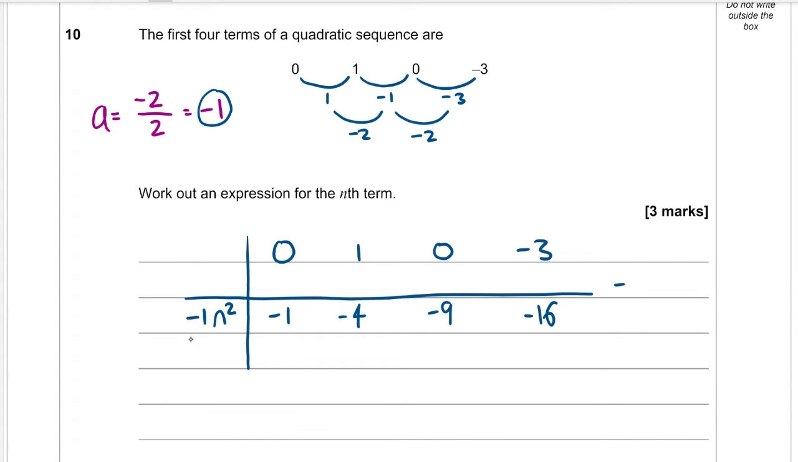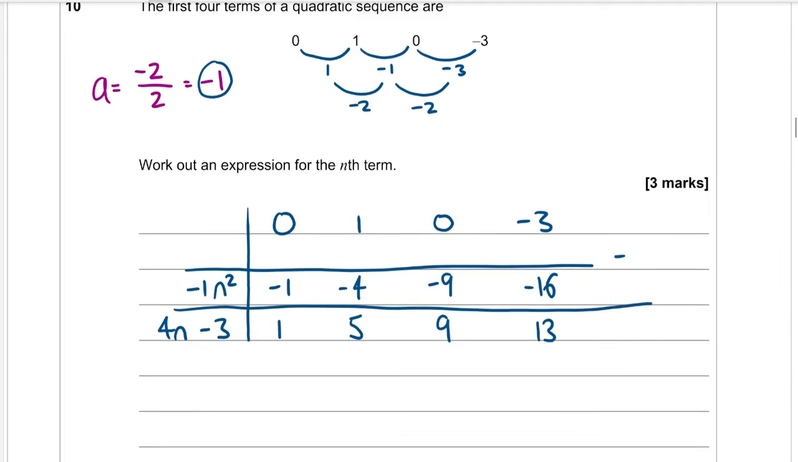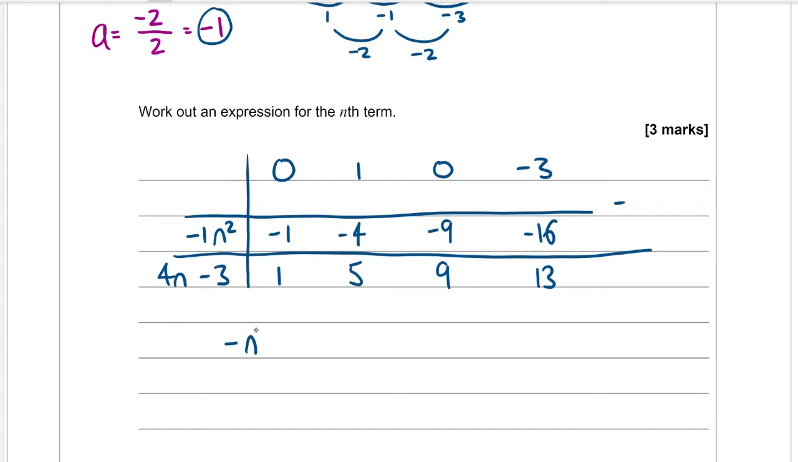And then I subtract that sequence from my sequence that I started with. So 0 minus minus 1 is 1. 1 minus minus 4 is 5. 0 minus minus 9 is 9. And minus 3 minus minus 16 is 13. And I should get a linear sequence here. And I do. And that linear sequence has a gap of 4, so it's 4n. And I would need to subtract 3 from the first term of 4 in order to get 1. So my quadratic sequence is the two of these things added together.